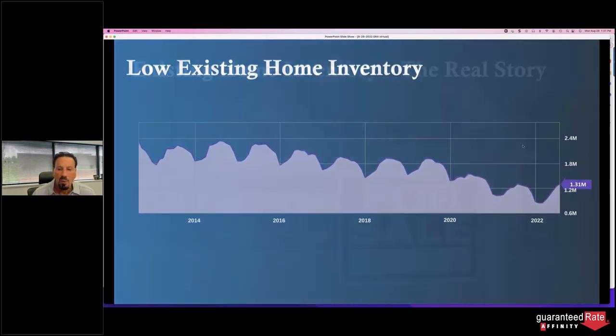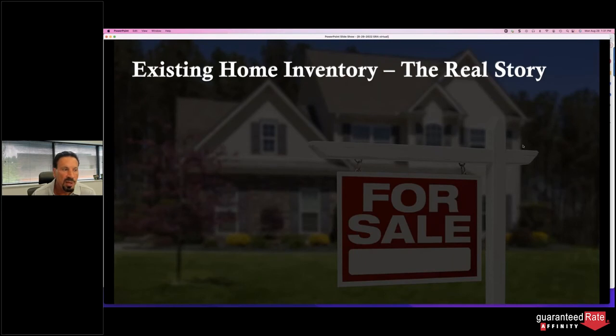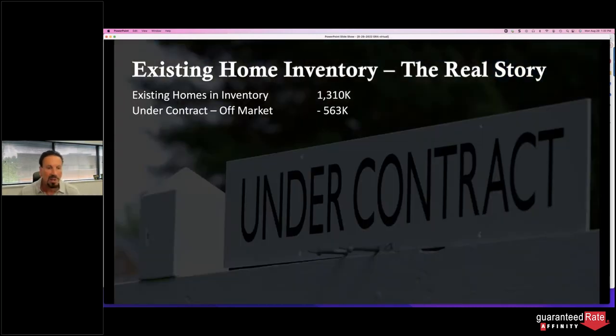In fact, when we look at that 1.3 million in existing home inventory, it doesn't tell you the whole story. Yes, there are 1.3 million homes in existing home inventory, but you know what this also counts? It counts those under contract. If you have a house under contract, it's off the market. If a customer says, hey, let's look at some homes, are you going to say, I want to show you this house, it's closing next week, they've got their mortgage approved, but let's go look at it for giggles anyway? Of course not. It's off the market.